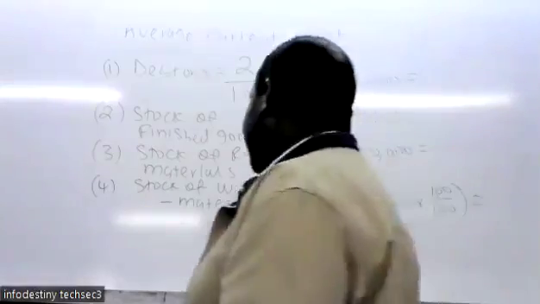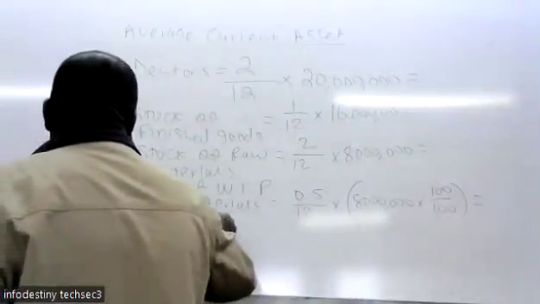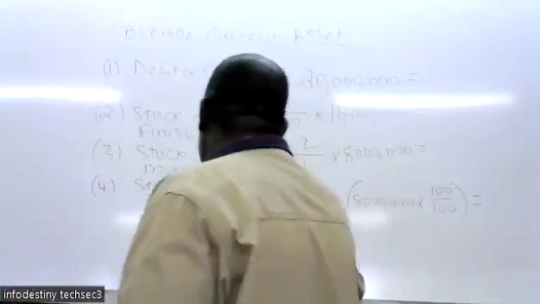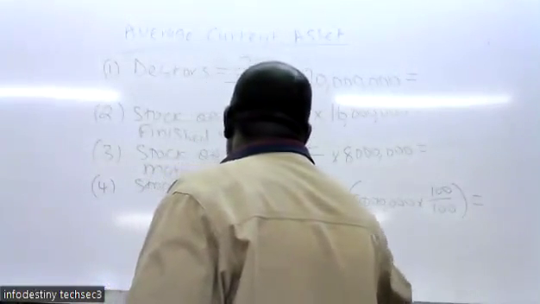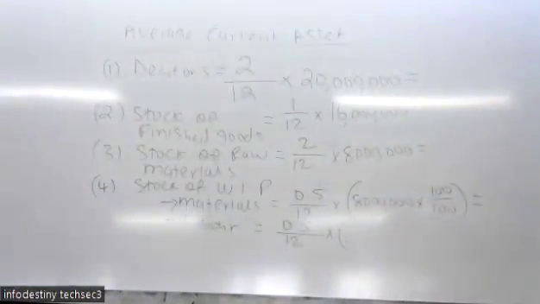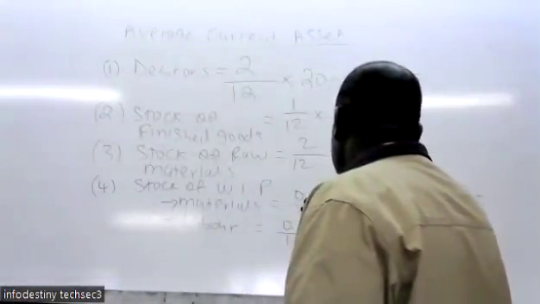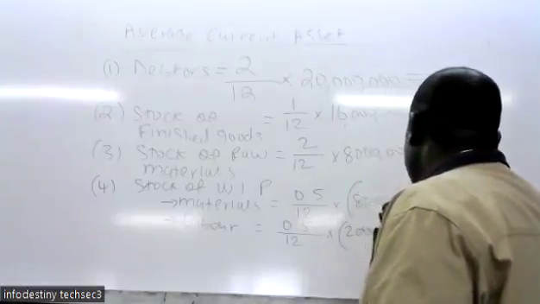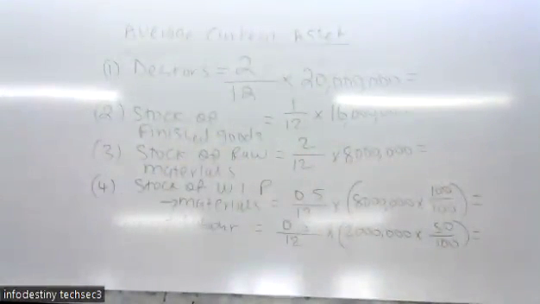Then the next item should be labor. Labor, it is also 0.5, also divided by 12, multiplied by labor. It was how much? So it is 2 million, but this one is what percent complete? So it is 50 over 100. Get the value.